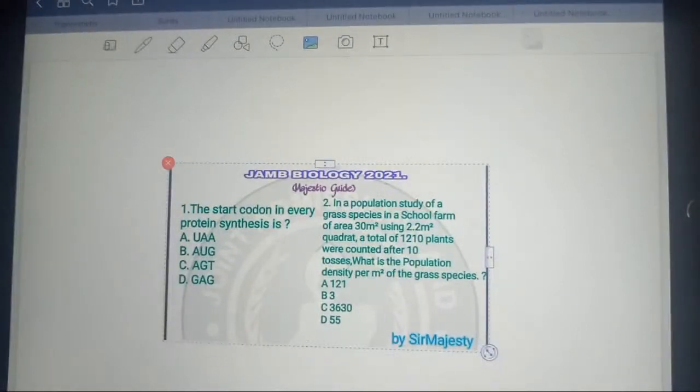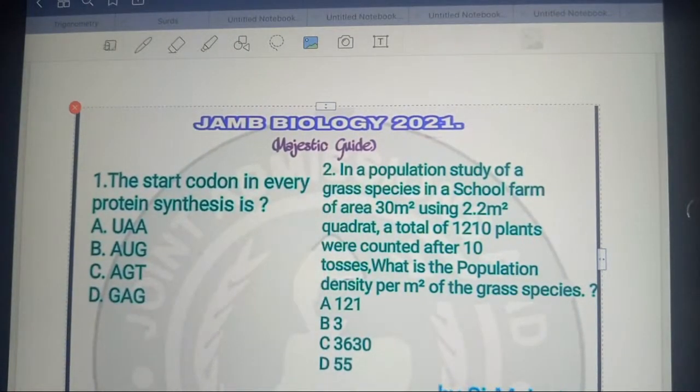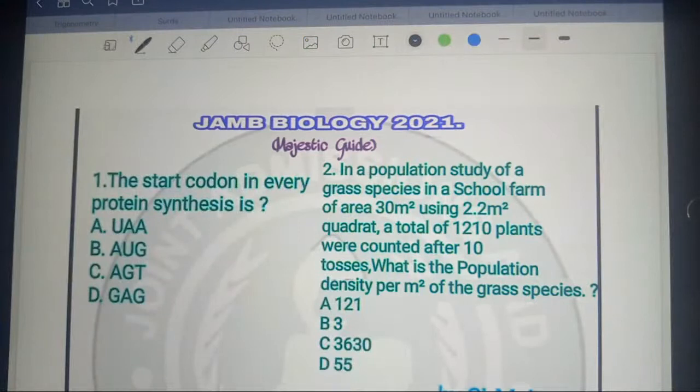Okay, see the question here. So question number 1 says the start codon in every protein synthesis. The answer is simple. The start codon in every protein synthesis is AUG. This is AUG, known as methionine. So methionine is the start codon for every protein synthesis.